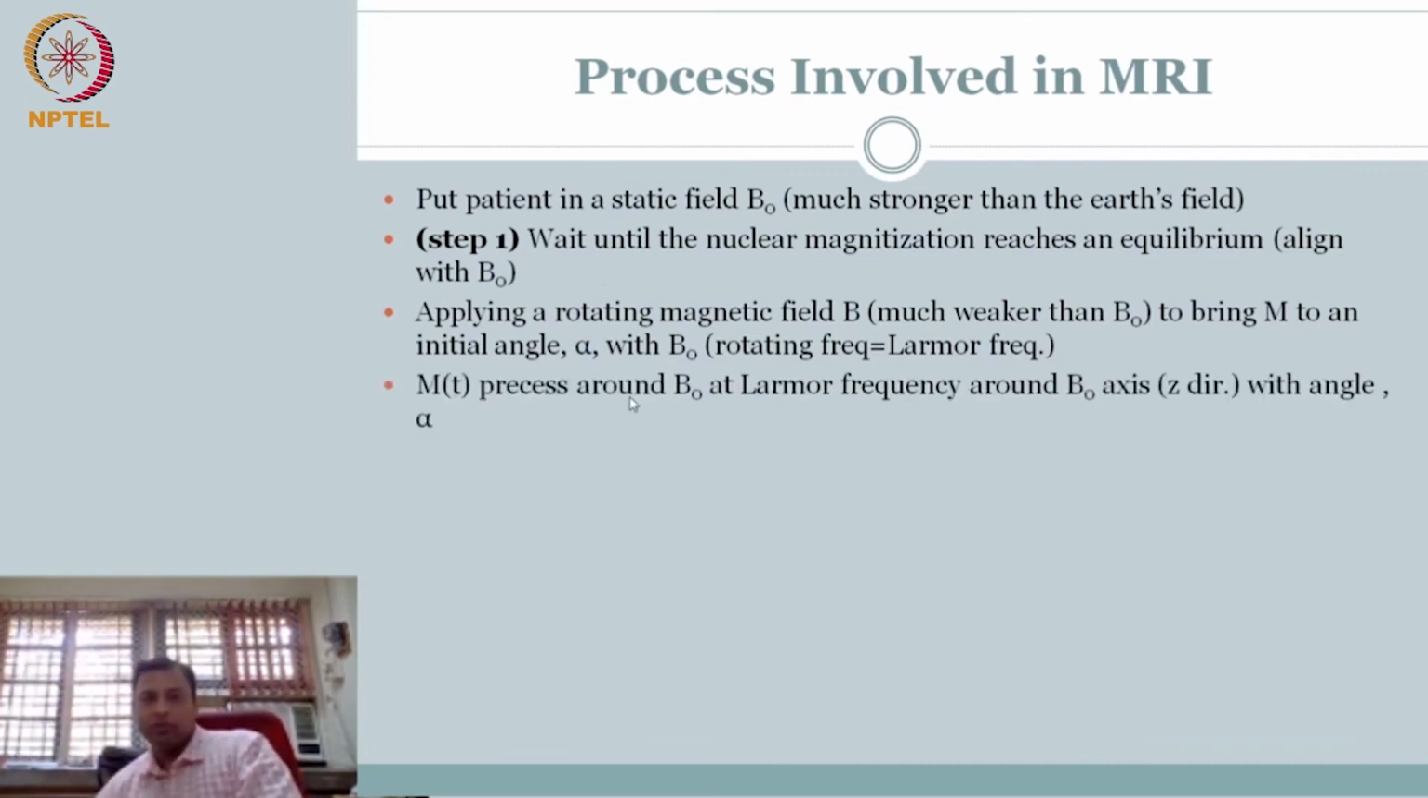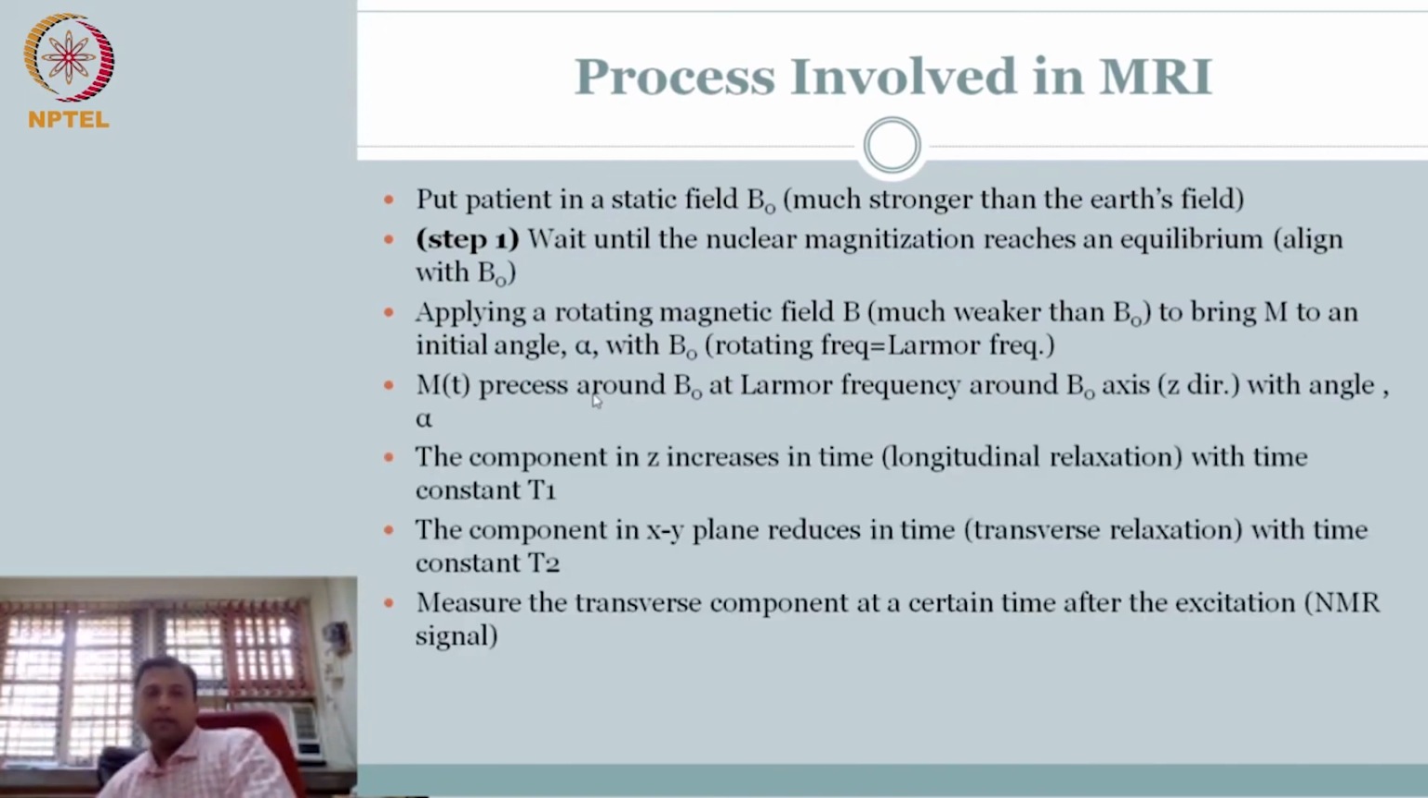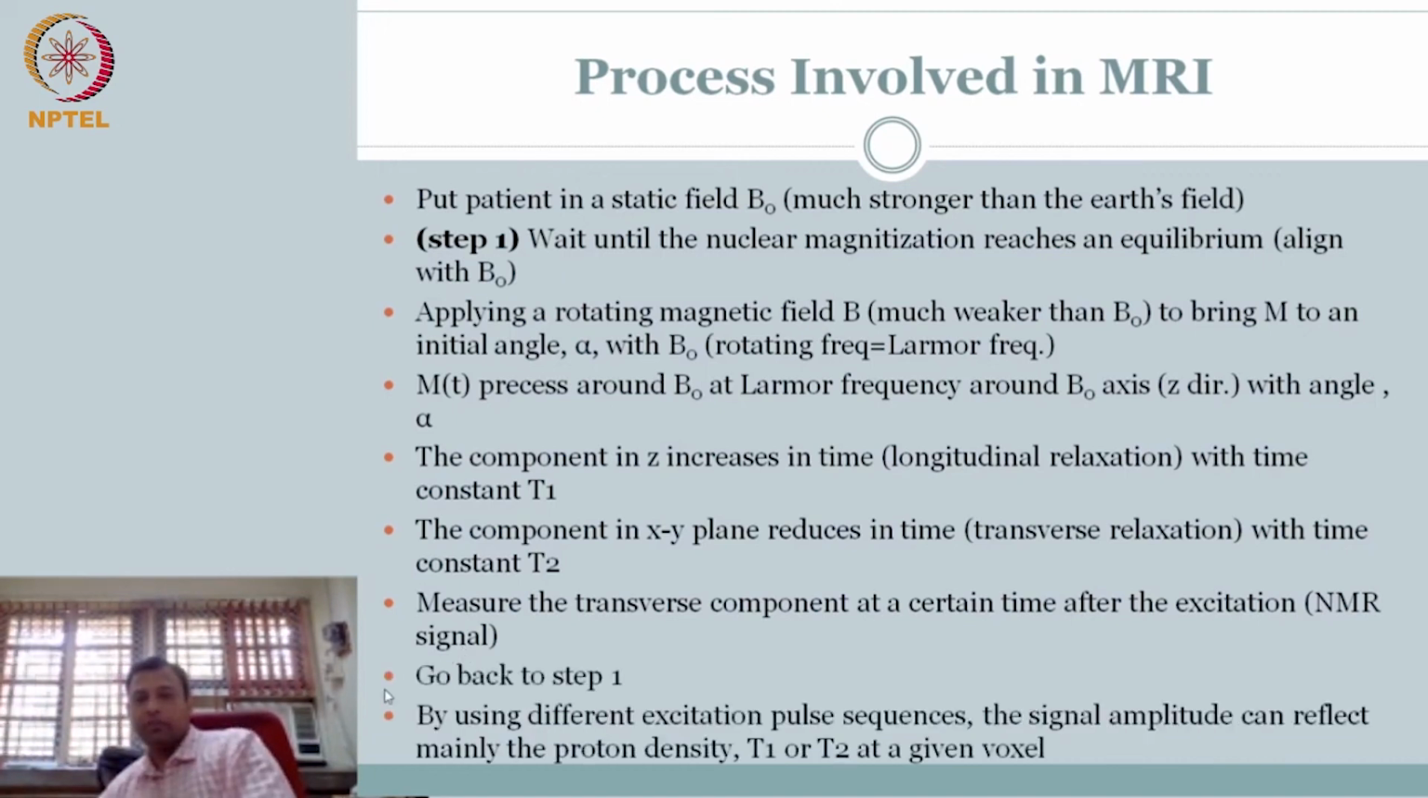So your signal comes from M of t, which precesses around B0 with the Larmor frequency. Then you are talking about longitudinal relaxation and transverse relaxation. Where is your signal coming from? Essentially your transverse component: when it is spinning, you put a coil, the magnetic field cuts the coil in a loop, and therefore you get the free induction decay. So your signal is coming from there. Finally, we do this by exploiting different pulse sequences, and we introduced the pulse sequence diagram also.